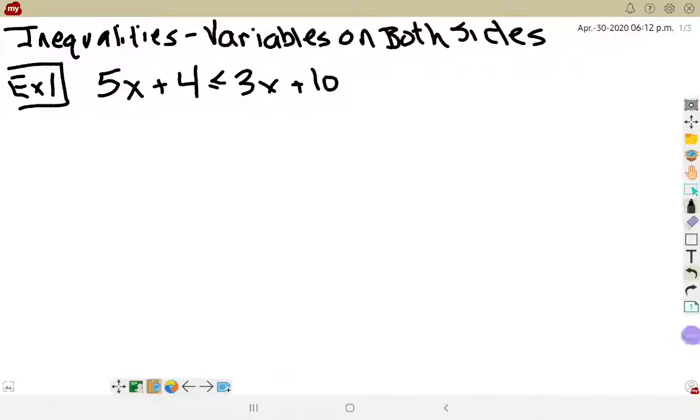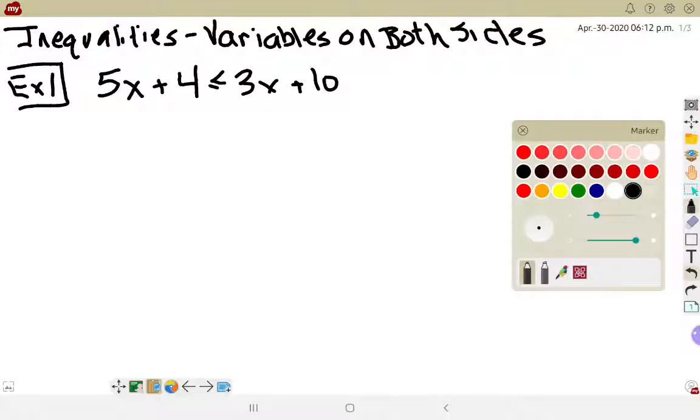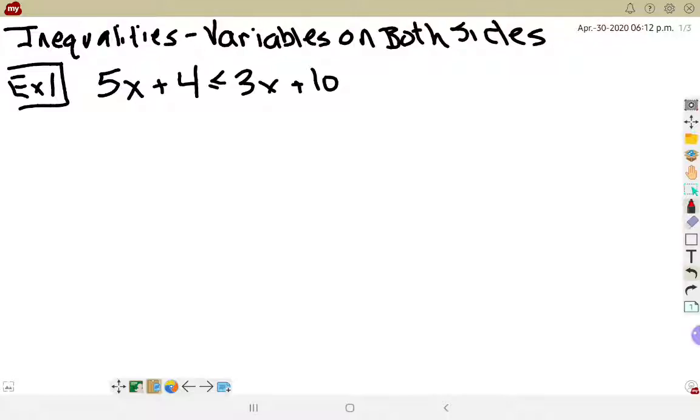Alright, we're going to look at solving inequalities with variables on both sides of the inequality symbol. The first thing we have to do, just like with equations, is push all our variables onto one side. In this case, I'm just going to push everything onto the left-hand side.